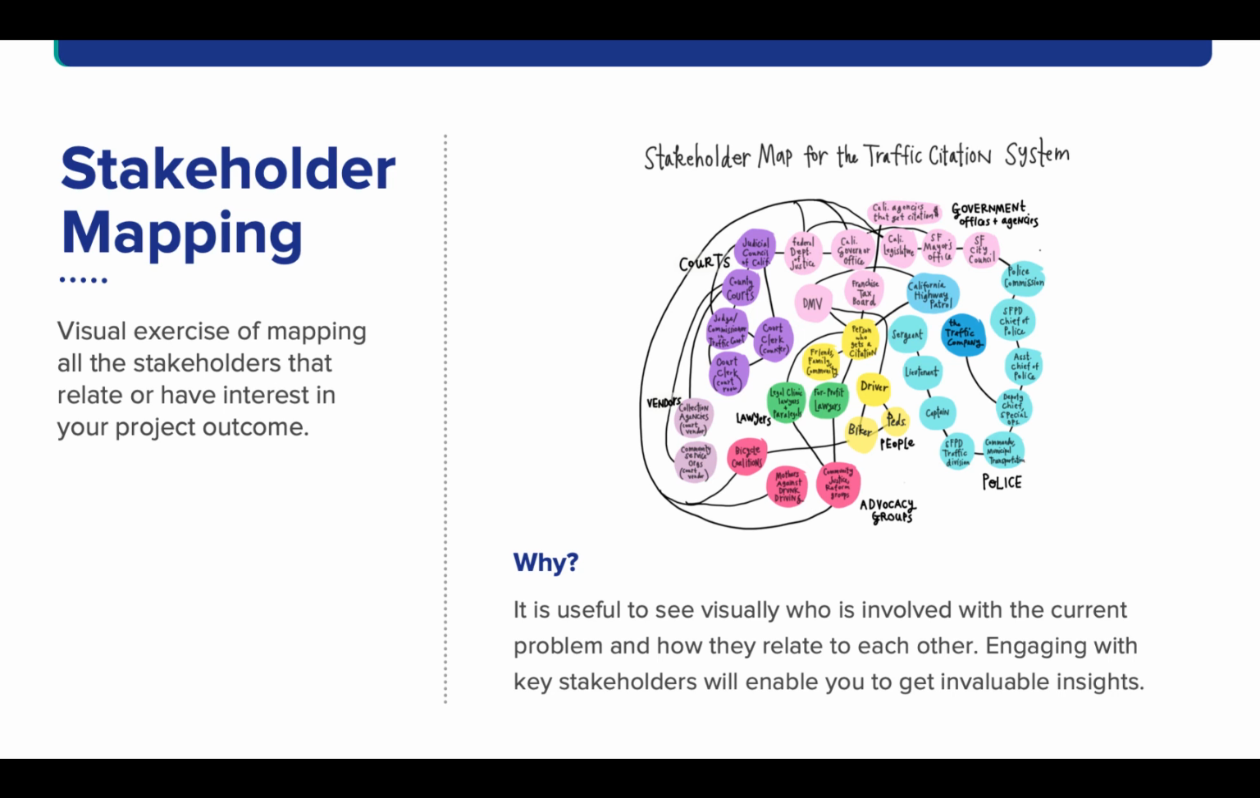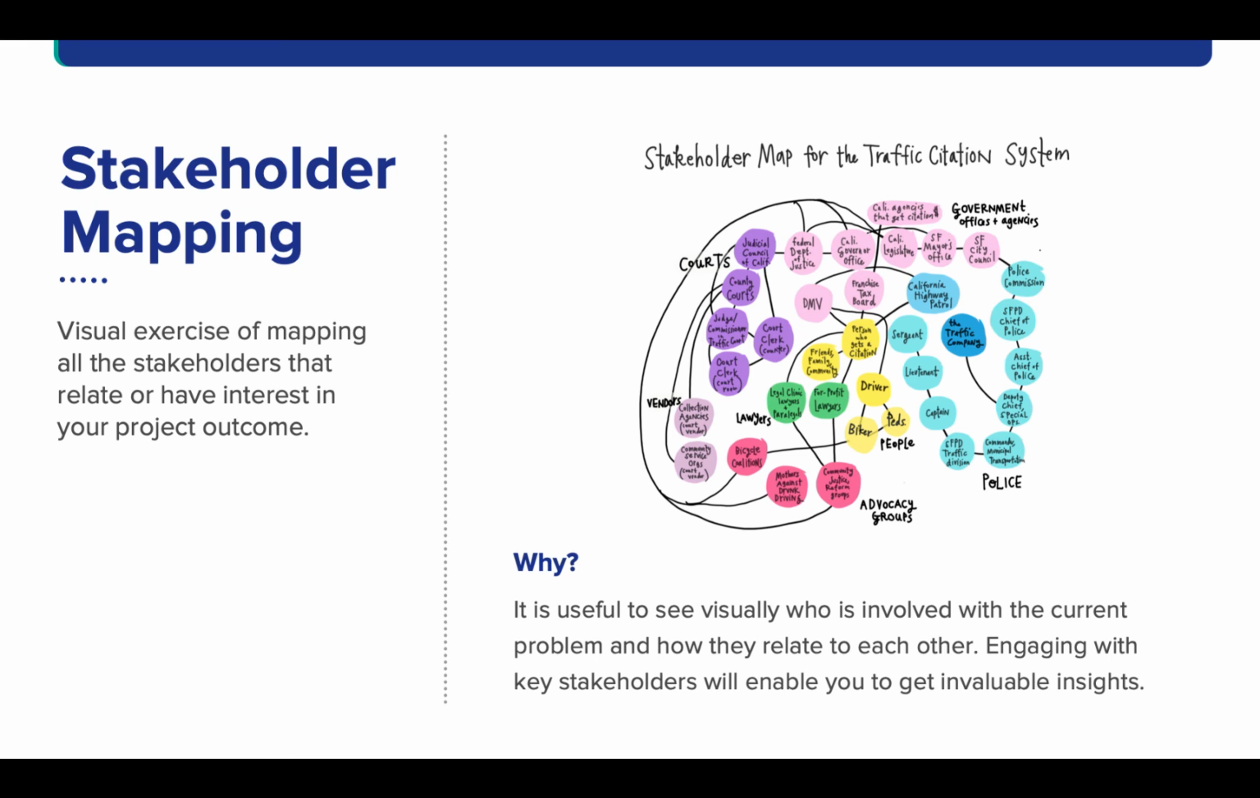In this example on the screen, this is a stakeholder map for the traffic citation system. So every time you do something wrong while driving, for example, these are all the stakeholders that are involved. You might have to deal with police. You might get a fine, and then you need to deal with lawyers. You might need to deal with vendors. You might get asked to plead in the court. So there are a number of stakeholders that are involved in the traffic citation system.